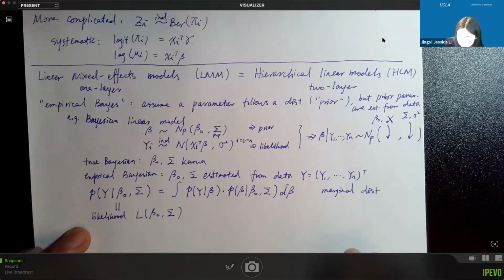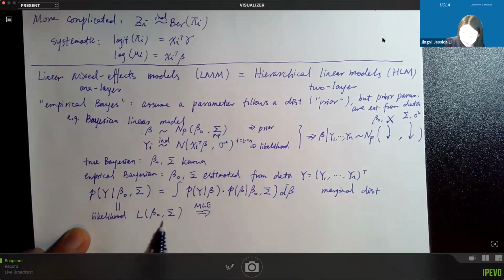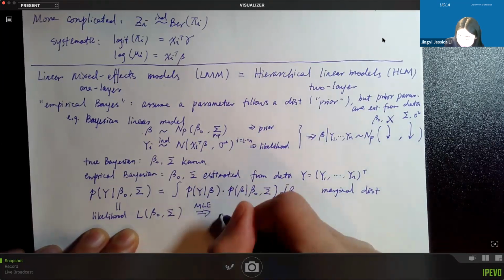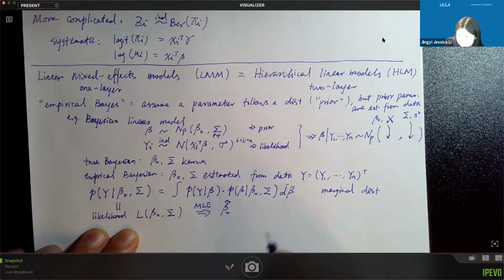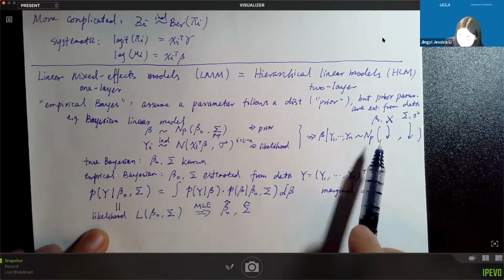And then you can do MLE to maximize this. This likelihood now involves your data, and the only two unknown arguments that can change are beta 0 and sigma. Then you do MLE to obtain beta 0 hat and sigma hat. And then finally, in your posterior, then go back to the posterior.